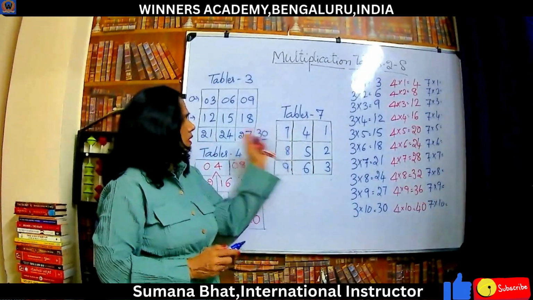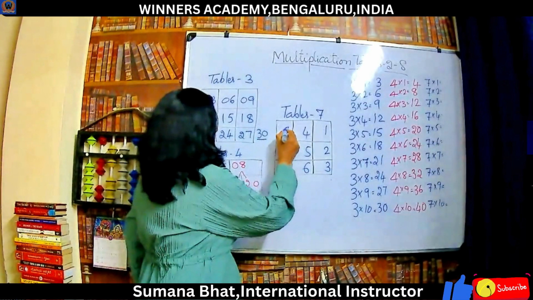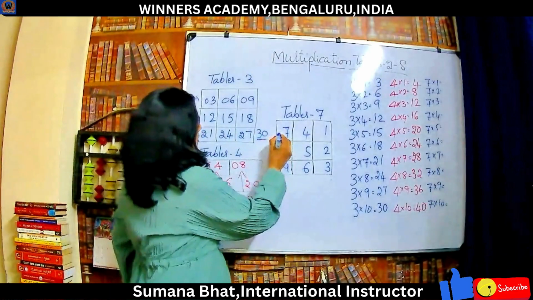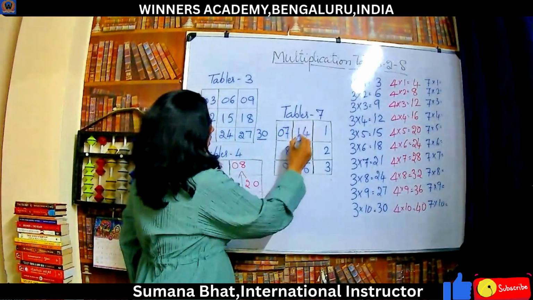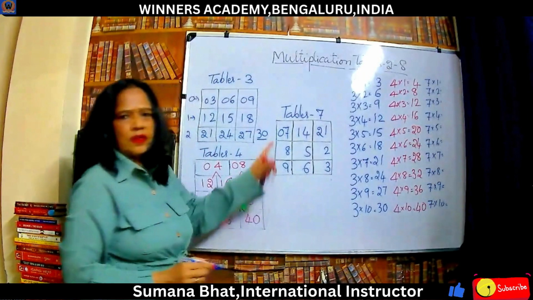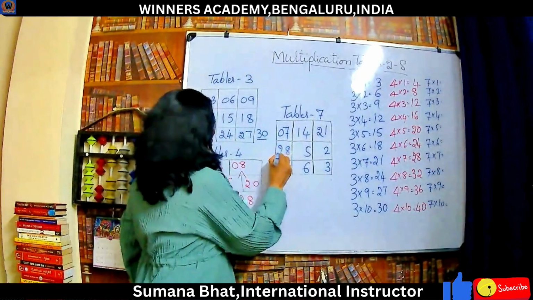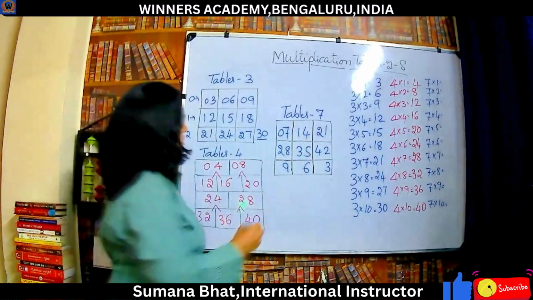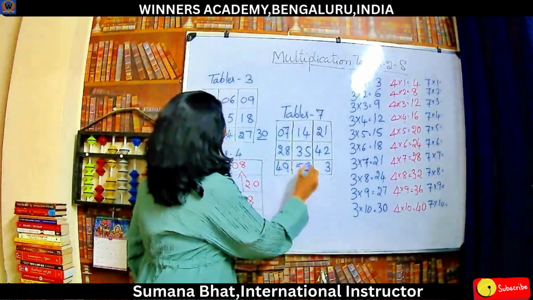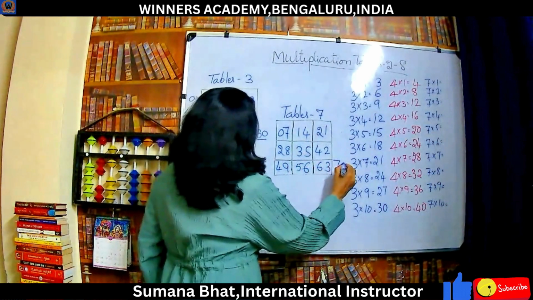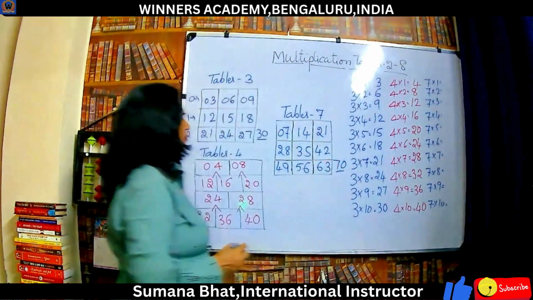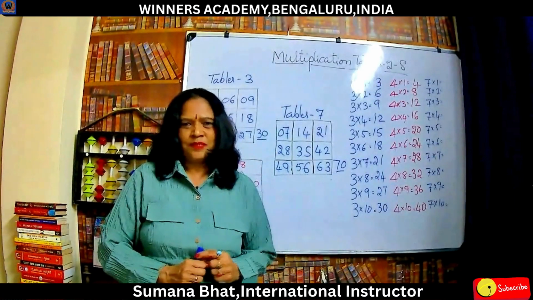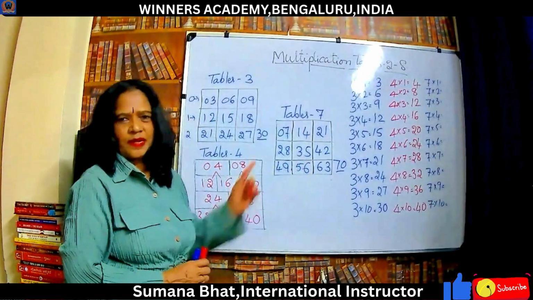Now what to do? Starting from the first box, what we have to do? Write 0, 1, 2. Repeat 2 in the next. 2, 3, 4. Repeat 4 in the next. 4, 5, 6, 7, and 0 you add here. This is the tip for table 7. So easily you can write the tables like this.